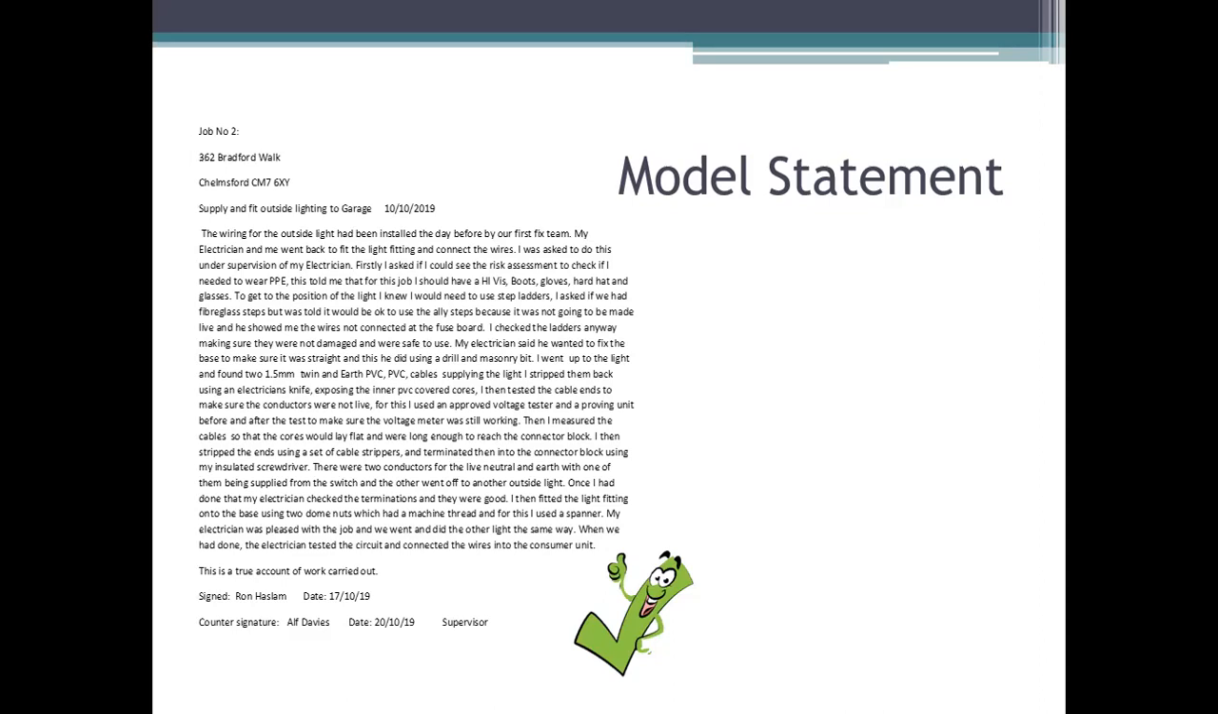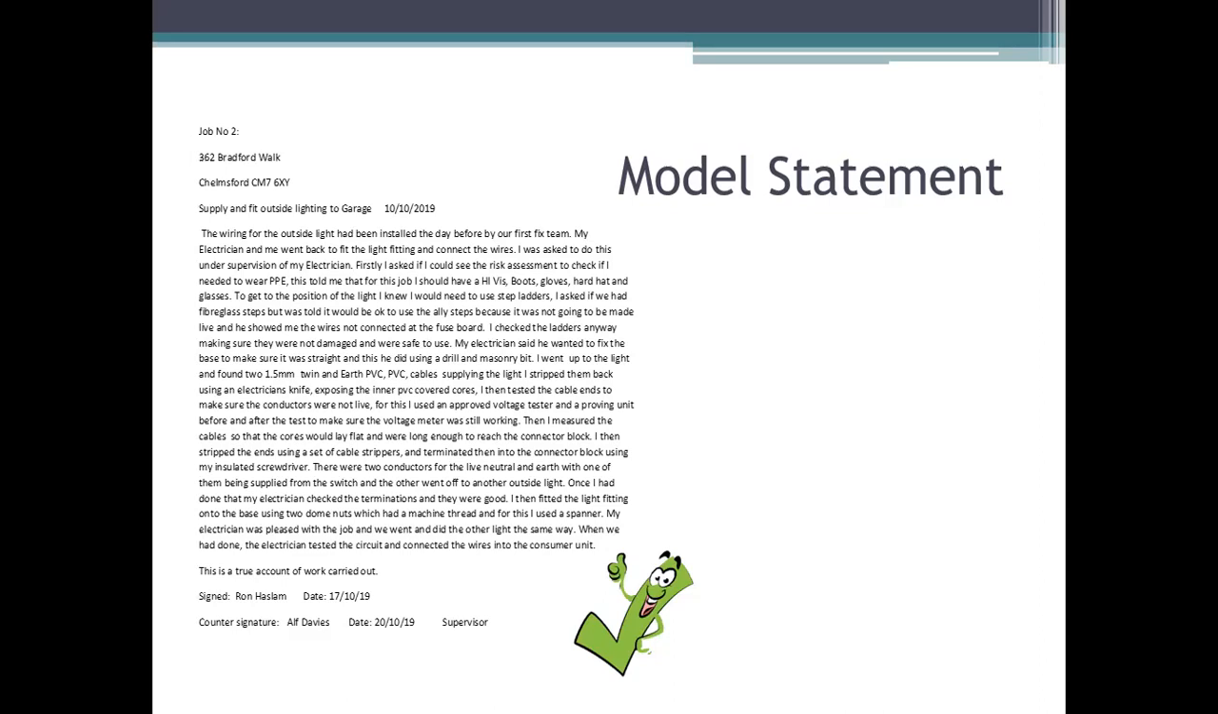So here's an opportunity now to start thinking about what checks you could do on the ladder. So you might want to include, if you're using ladders or that kind of thing, a photograph of the scaff tag, and that might be evidence 3. I checked the ladders anyway, making sure they were not damaged and were safe to use.